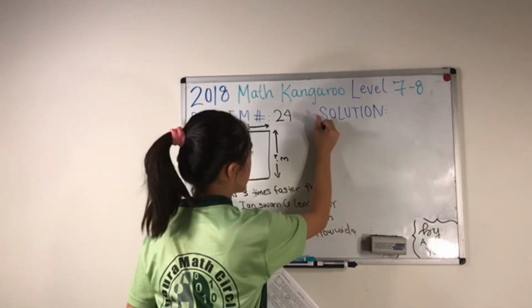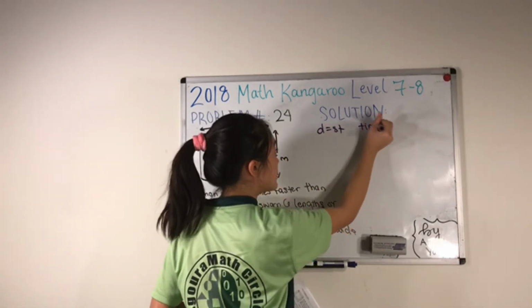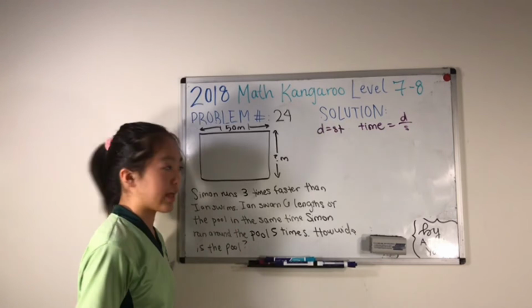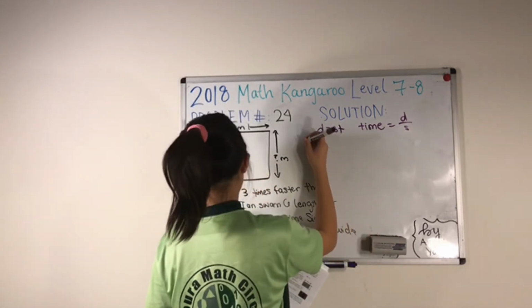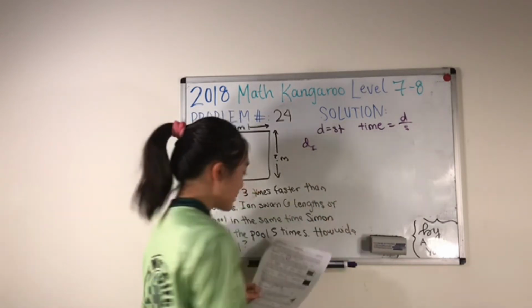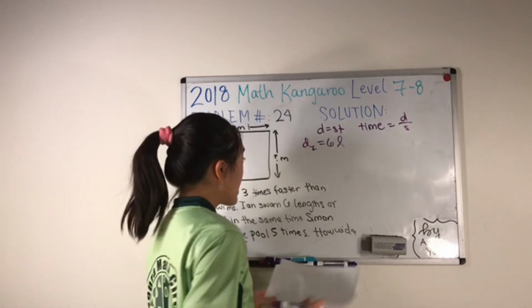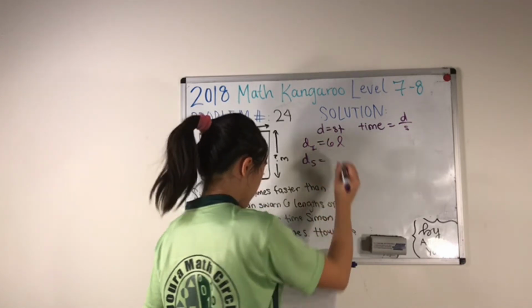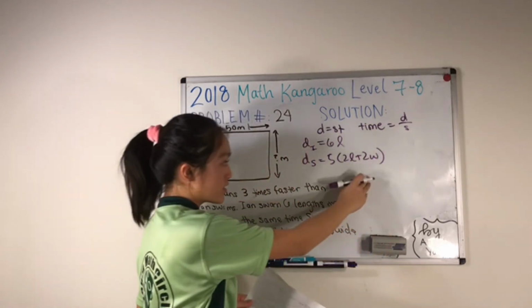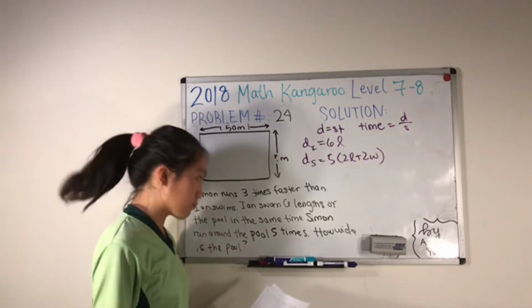So to solve this, let's use the equation of distance equals speed times time. If we convert this equation, we can get time equals distance over speed. So we know that it took the same amount of time for Simon and Ian to travel their distances. Ian's distance is equal to 6 lengths of the pool, 6L. L is for length. And Simon's distance is equal to 5 times 2L plus 2W. W is width. So 2L plus 2W is the perimeter of the pool, and Simon ran around the pool 5 times, so 5 times the perimeter.